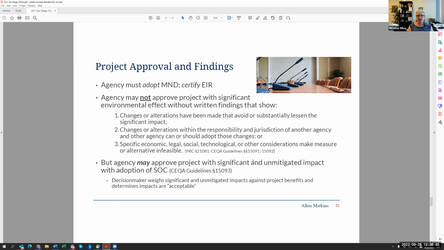The third one is there are reasons that something is infeasible. General plan, policy inconsistency, economics, other things like that come into play. And as I said early on, an agency can still approve a project, even when there's a significant and unmitigated impact, as long as a statement of overriding considerations is adopted. Essentially, you're asking the decision maker to accept those significant unmitigated impacts, and say, but we still want this project because of X, Y, and Z.